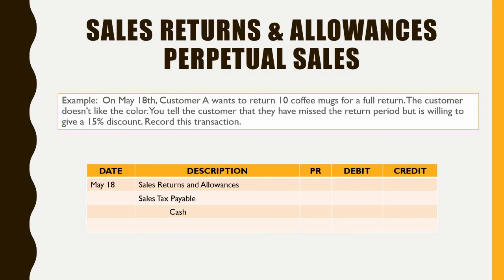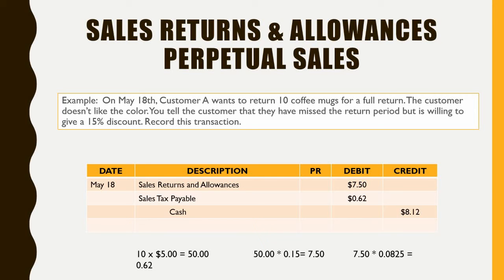$7.50. What was that, $7.50? Yes. Okay. How much tax are we actually giving back on top of that $7.50? 62 cents. So our total cash that we're giving back is going to be $8.12. Now, question to you. Do we need to add another entry to record that we need to put back the inventory?